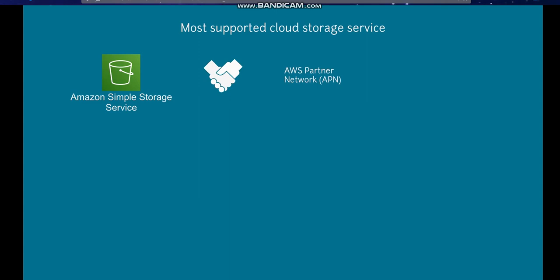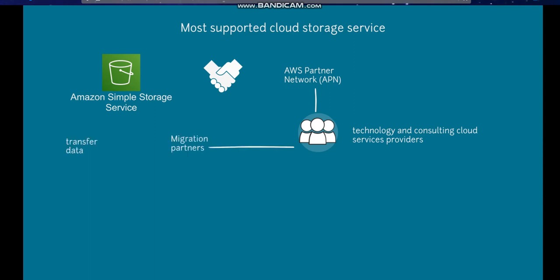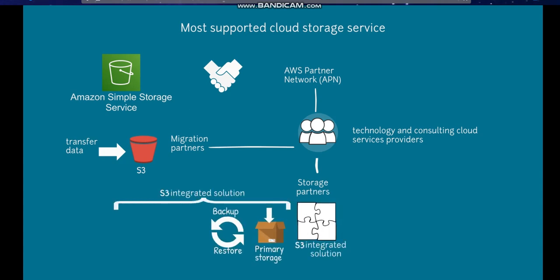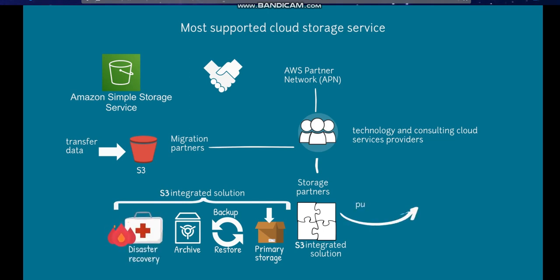Amazon S3 is the most supported cloud storage service. You can choose to work with a partner from the AWS Partner Network (APN), which is the largest community of technology and consulting cloud services providers. The migration partners can help you to transfer data to Amazon S3. The storage partners offer S3 integrated solutions for primary storage, backup and restore, archive and disaster recovery. You can also purchase an AWS integrated solution directly from the AWS Marketplace, which lists over 250 storage-specific offerings.